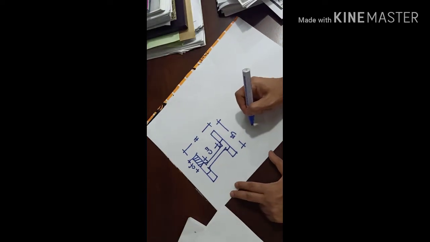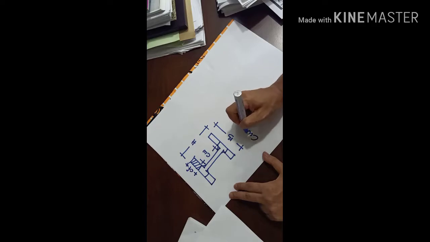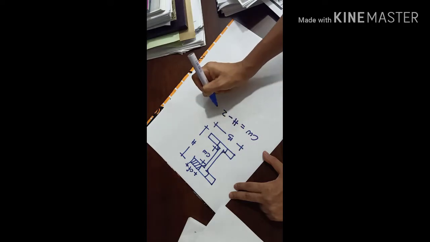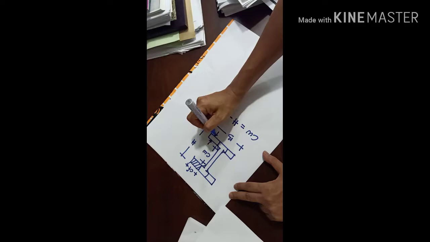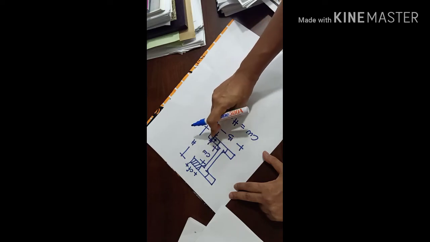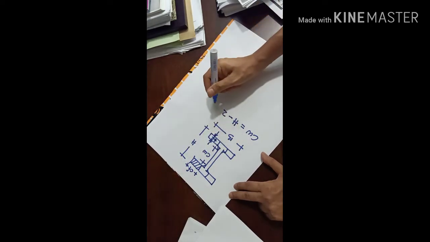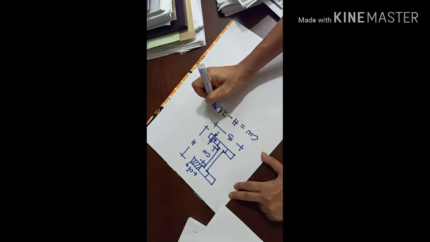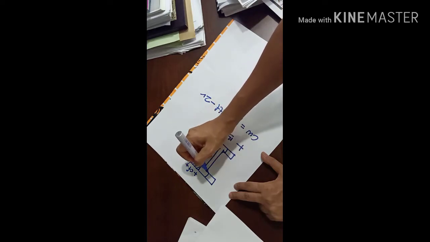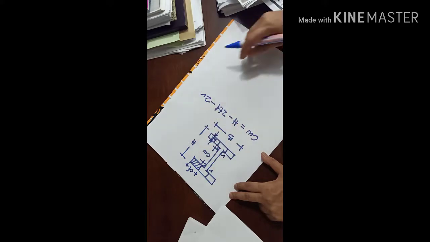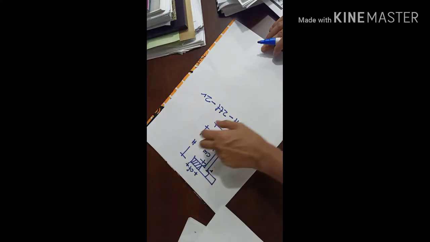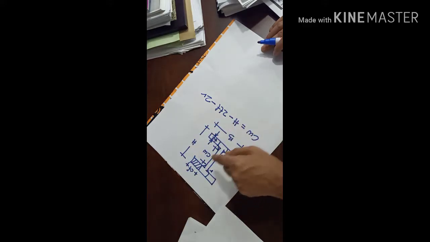So if we want to calculate CW, CW is equivalent to H minus 2TF. This is TF, and this is TF, so minus 2TF because we have one TF on the top and another TF at the bottom. Then minus 2R because we have R in this section and R on the other section. So the equation for CW is H minus 2TF minus 2R.